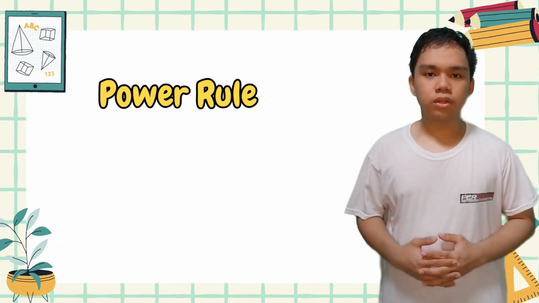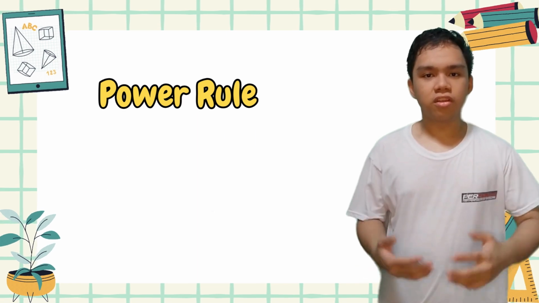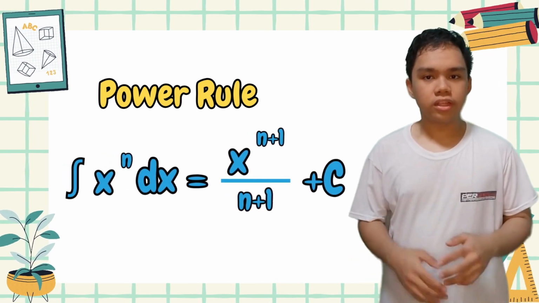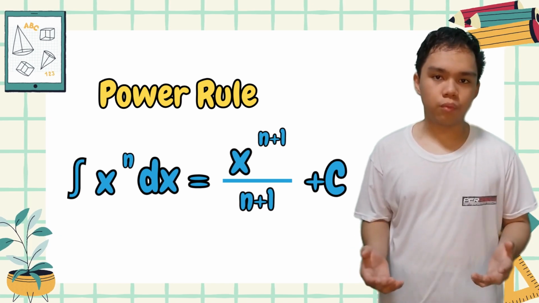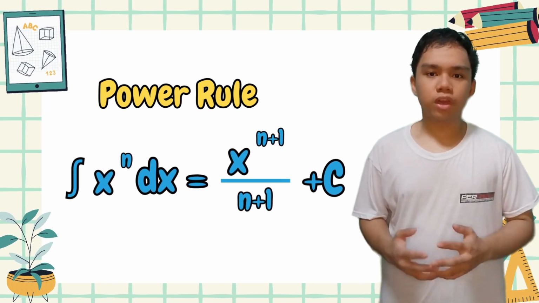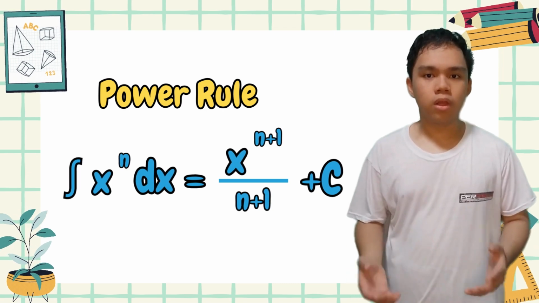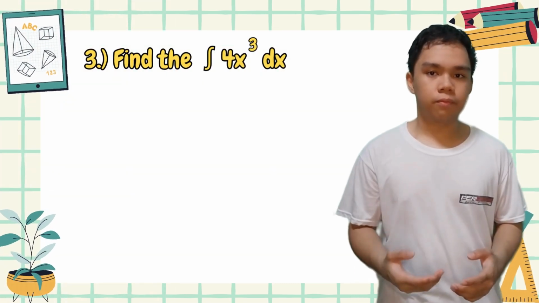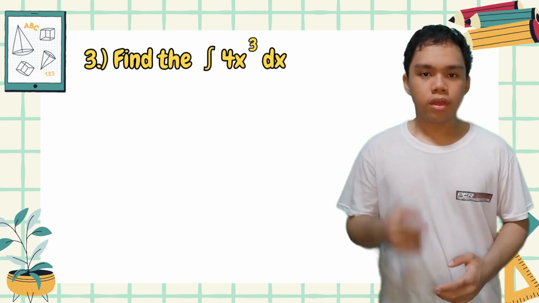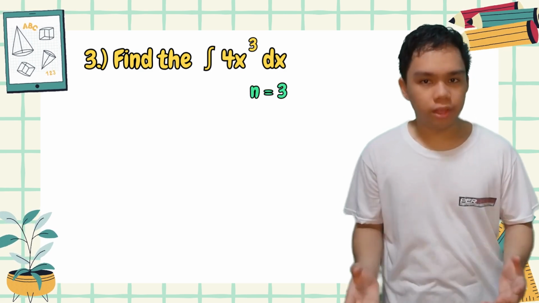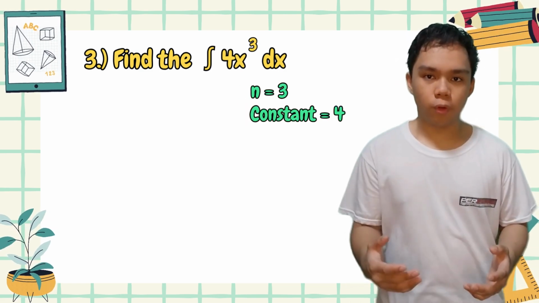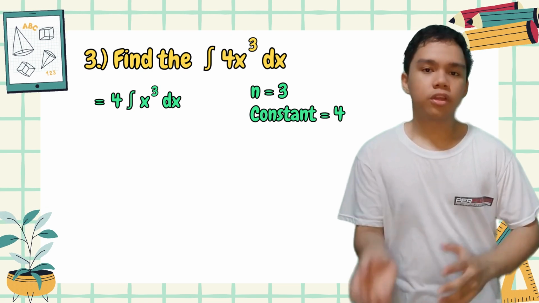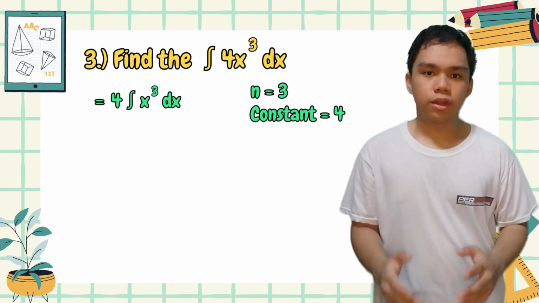The second basic rule is the power rule, which states that the indefinite integral of a function of the form x raised to n, where n is any real number unequal to negative 1, is equal to x raised to n plus 1 over n plus 1 plus c. Let's say you want to find the integral of 4x raised to 3 with respect to x. In this example, your n is 3 and your constant multiplier is 4. Before you can integrate, you can separate the constant multiplier from the integral of x raised to 3.